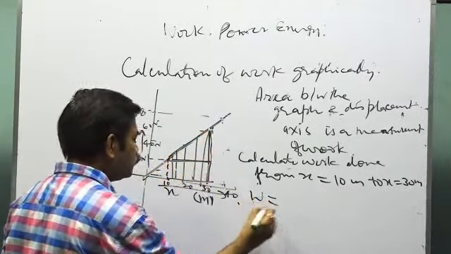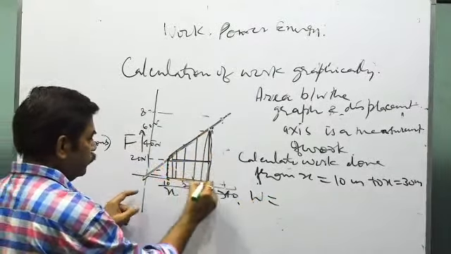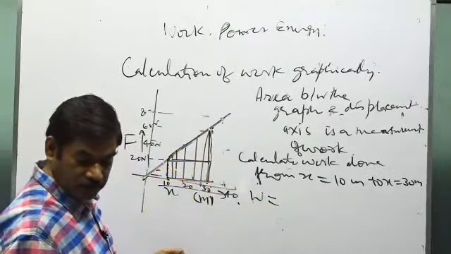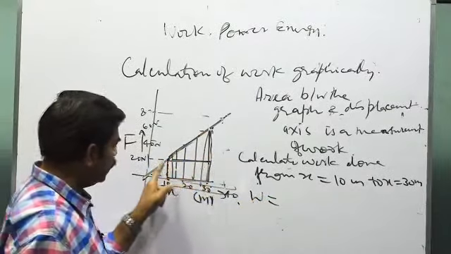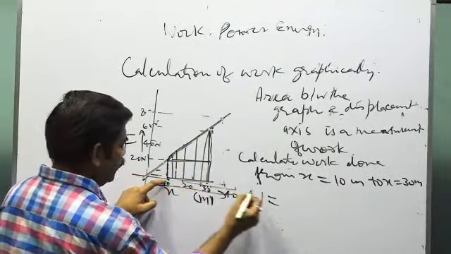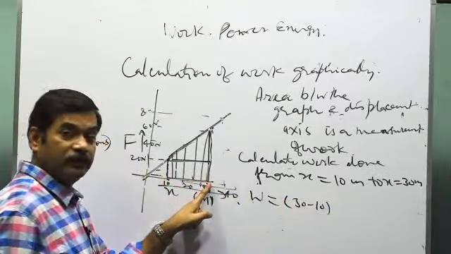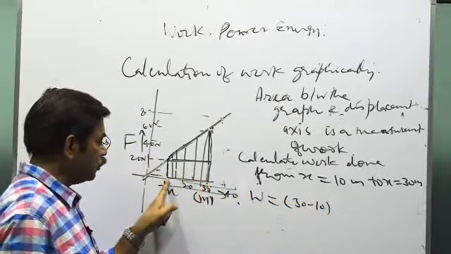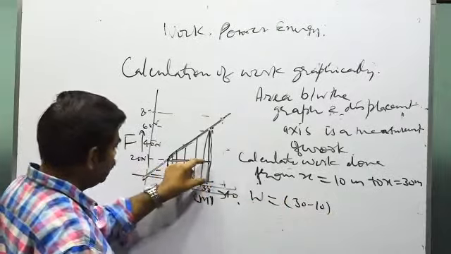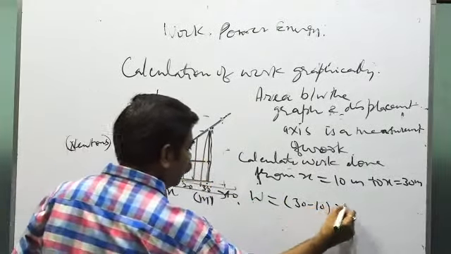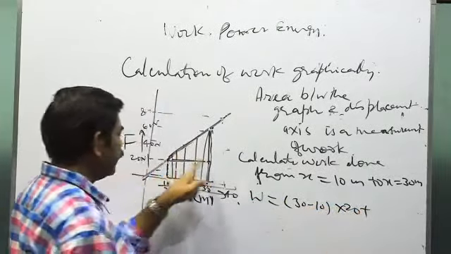So work done becomes what? Area of this rectangle. You see, area of this rectangle becomes what? This length is what? 30 minus 10. Just 30 meter, this 10 meter. So this length is what? 30 minus 10. How much is this length? It's 20. So into what? 20. Plus area of this right angle.